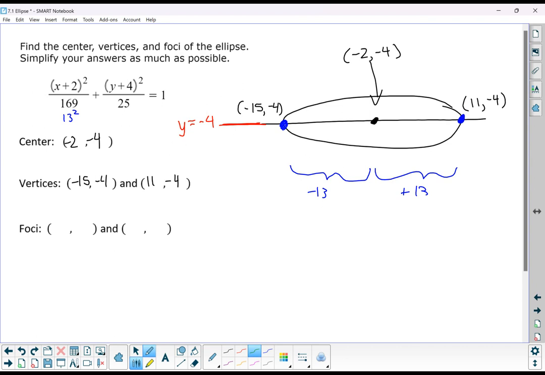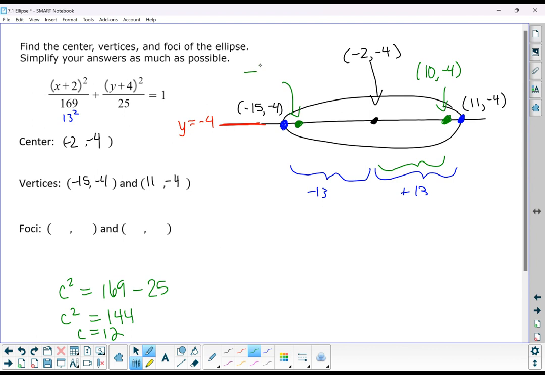So remember our foci equation, the c squared is equal to a squared minus b squared. That's 169 minus 25. So our c squared here is 144, which means our c is 12. So our foci is just inside there. It's 12 away from center, so that would make this first one at the point 10, -4, and then this one will be at the point -14, -4.